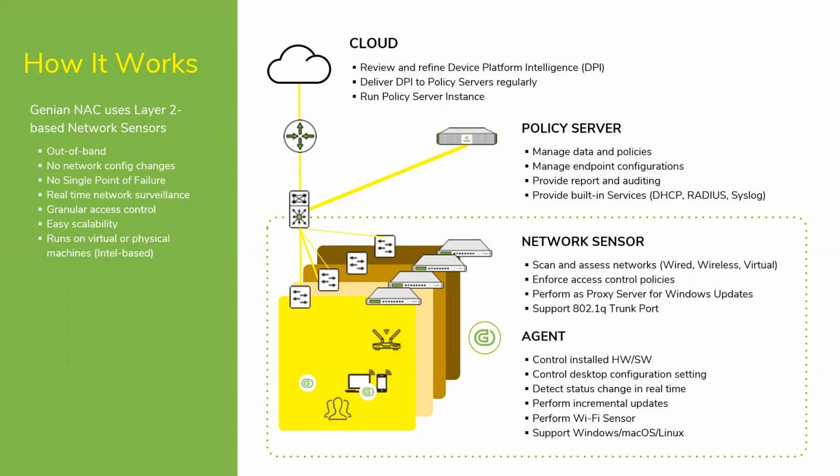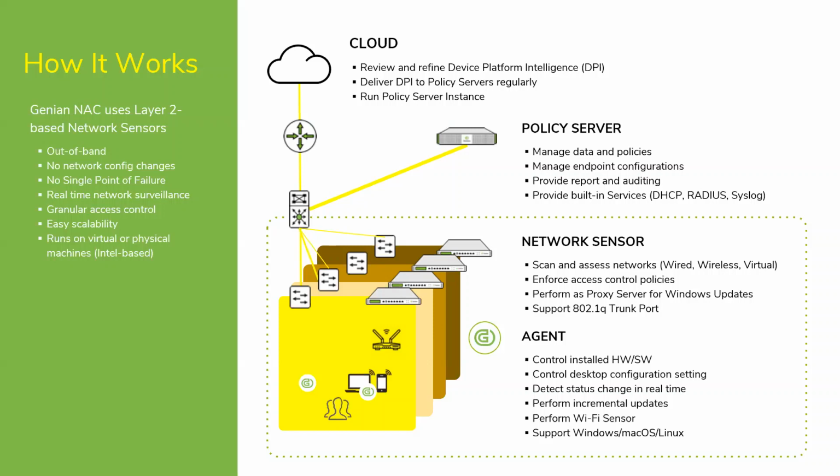There's a cloud-based architecture where the policy server can sit in the cloud. The policy server is where the database is that has all of your information. There are also some built-in services such as DHCP, RADIUS, syslog. The on-prem network sensor is the key to getting the passive device platform intelligence, and that is all uploaded to a cloud database. The sensor is easily installed. It can be connected through trunk ports to allow visibility to multiple network segments, passively scans and or assesses the network, and then can also enforce access control policies.